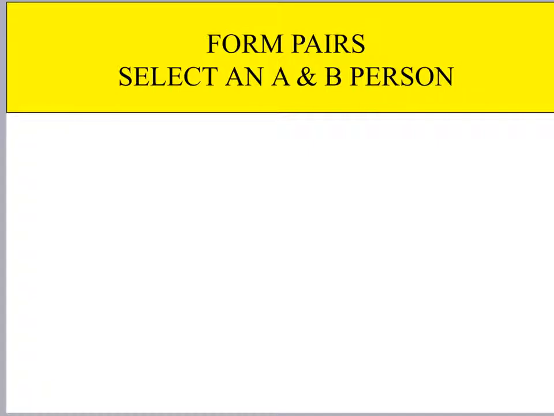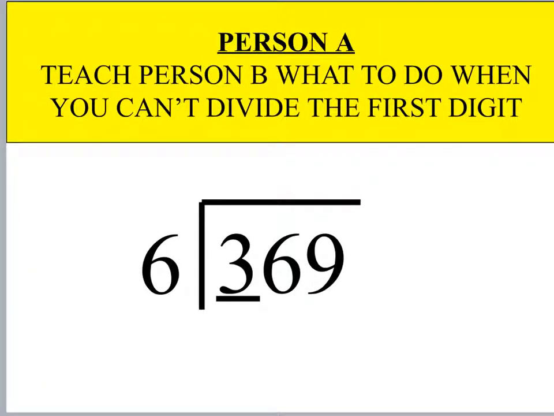Terrific. Now one of you has a job. Person A, you're going to teach person B what to do when you can't divide into the first digit. So here we have the 3 divided by 6. We can't do that. If you're unsure or you've forgotten, just go back through the video. It was the last example I did in the I Do. Watch it one more time, and then I want you to teach person B. Press pause and take time to teach in your pairs.